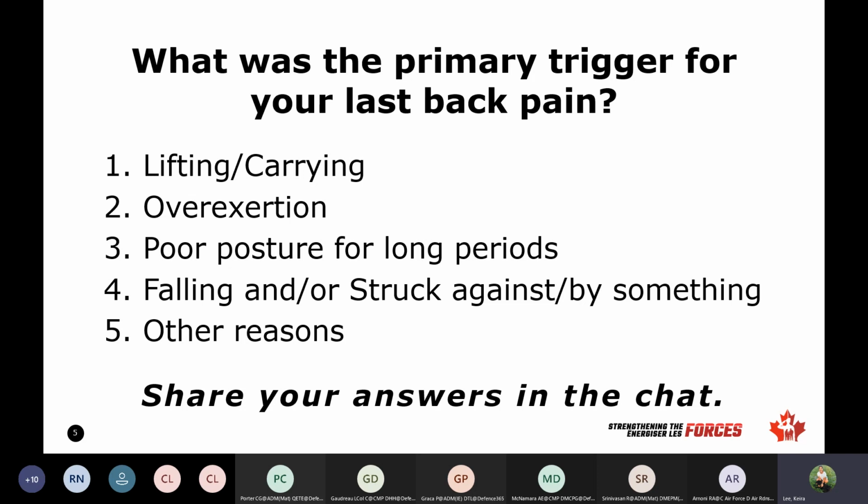So that's why I've included a list here on the slide of the most frequent causes for back pain. If you can remember the trigger for your last issue, please select it from the list and share it in the chat. And if you've never experienced back pain, you can even share other reasons, or number 5, that you haven't.